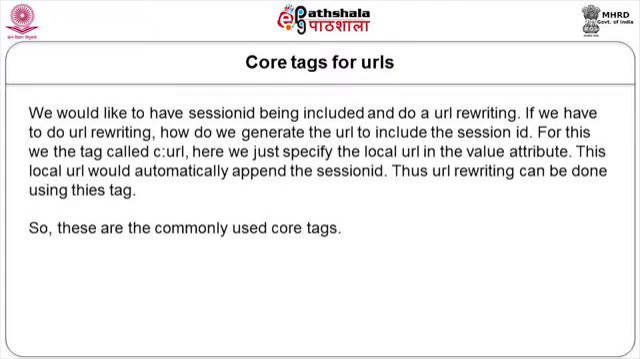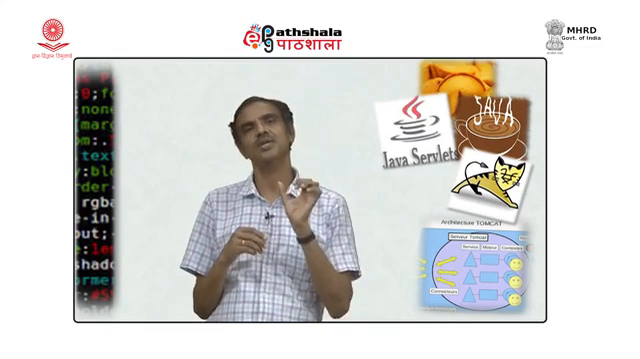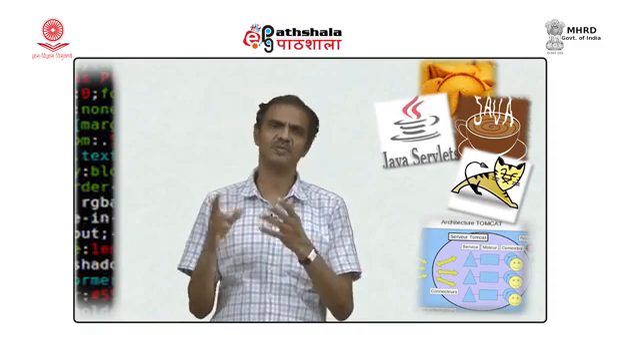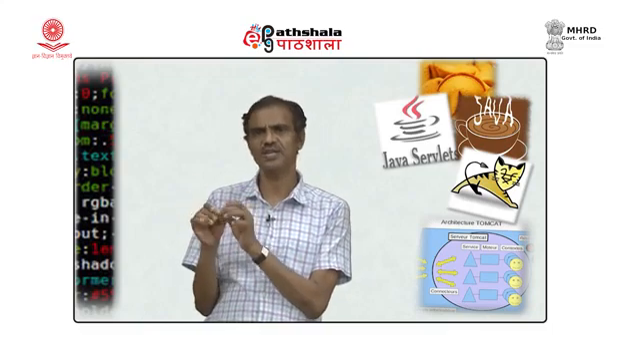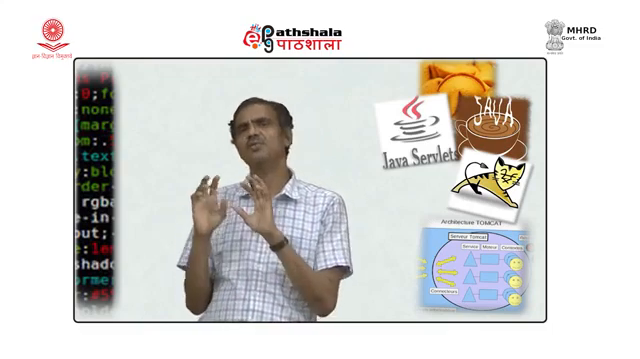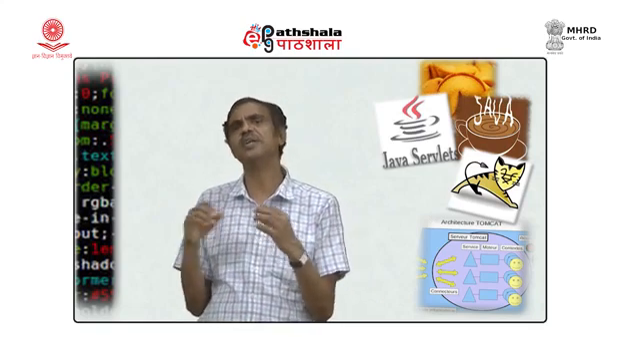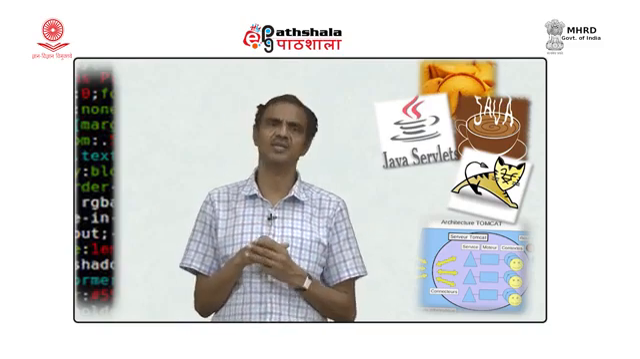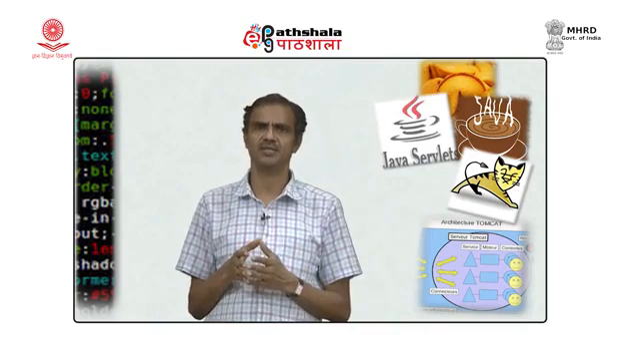Now, if you have to do URL rewriting, how do I generate that rewritten URL? For that we have a C:URL tag. Just include that C:URL tag and specify the value, which is your local URL, and to that local URL the rewriting would be done for us automatically by this particular tag. So, this is something we have as part of the core tags. These are the commonly used core tags.